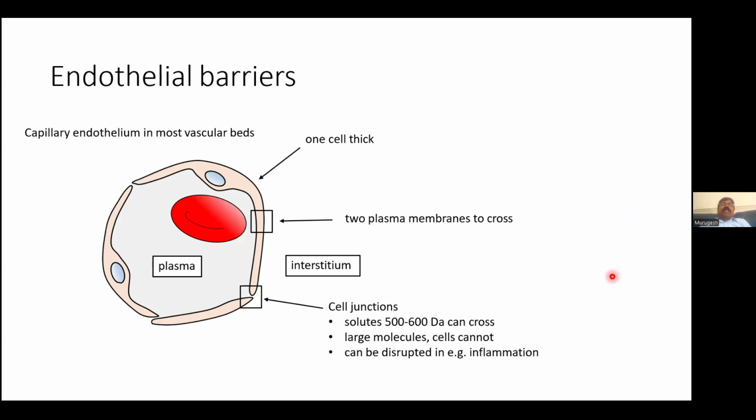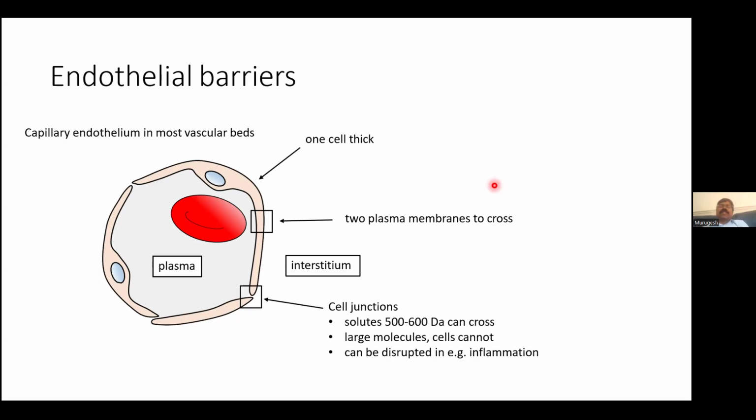So lastly, endothelial cells. As you can see, the last capillary endothelium, kindly take notice of this molecular mass. Solutes of 500 to 600 Dalton can be let out. If it's above this size, your molecules won't go into the tissue. But there are exceptions where you have disruption due to inflammation. Like if you have meningitis, you will have all your antibiotics penetrating.